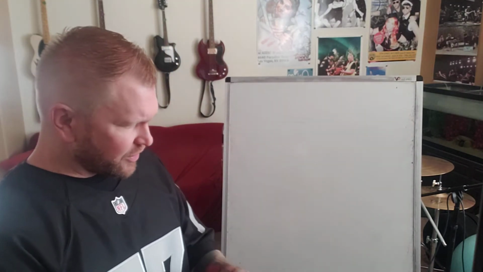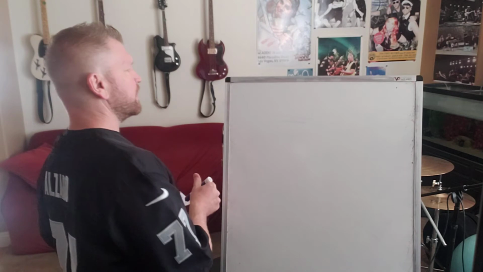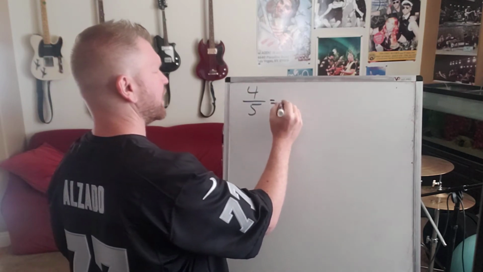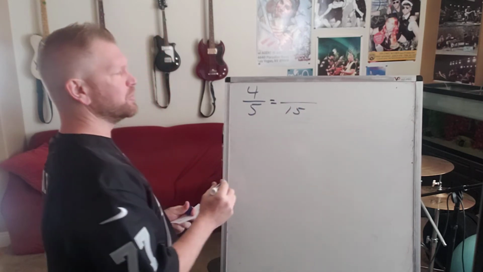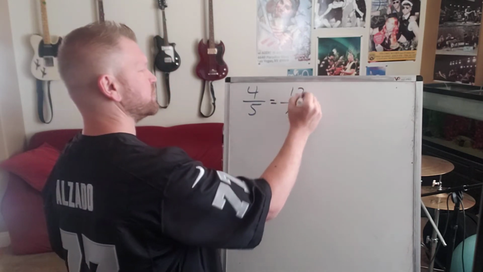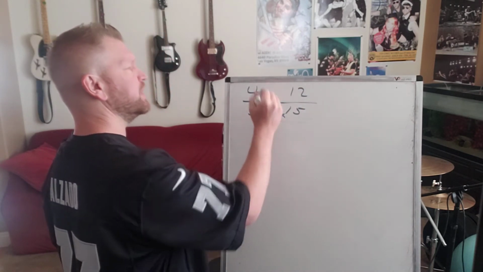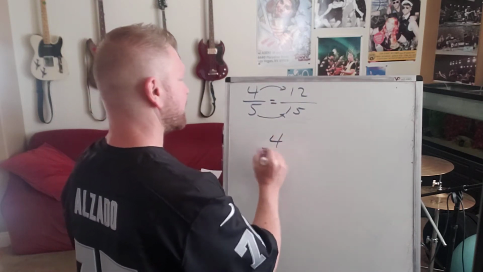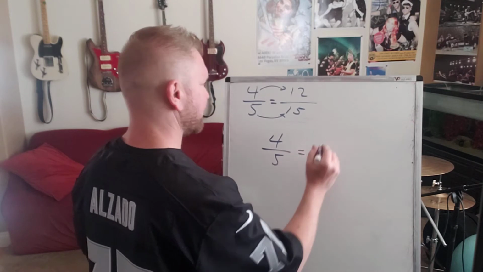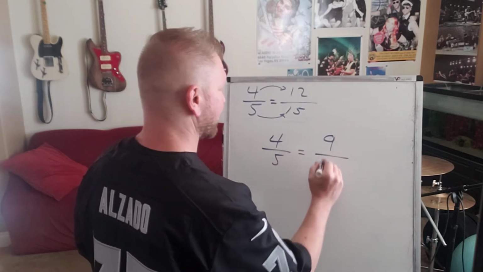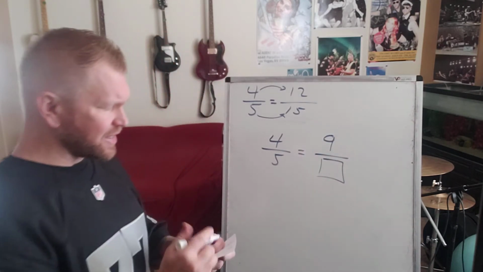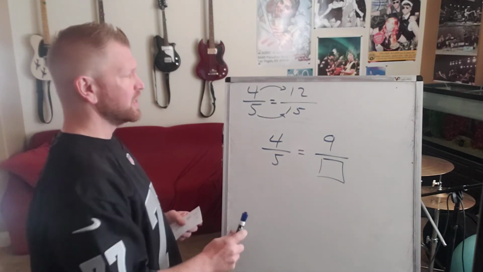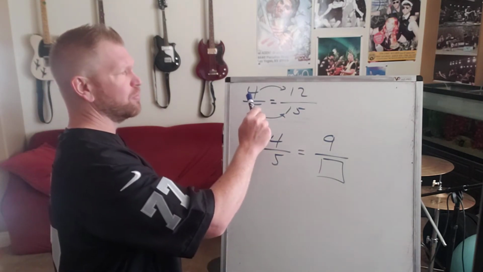All right, so let's check this out. We just did the one where we had a 4/5, and I think I put a 15 there, and it was pretty easy to figure out that this number was going to be 12, because you could do times this by 3, times this by 3. But let's say we had 4/5, and let's say we had 9/blank. And this one's not as obvious.